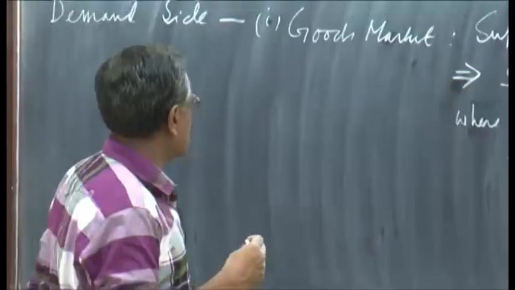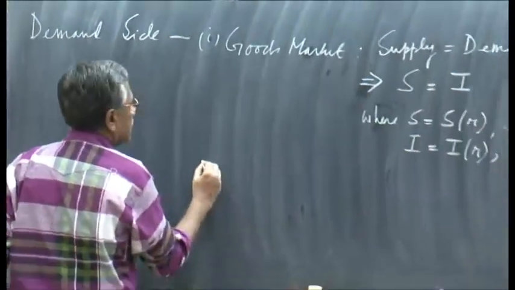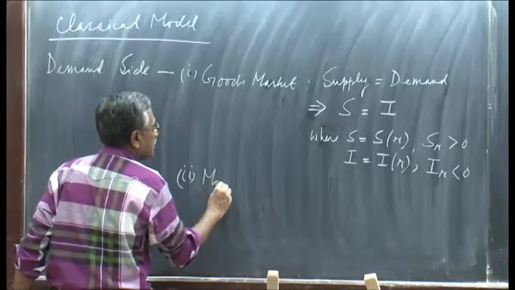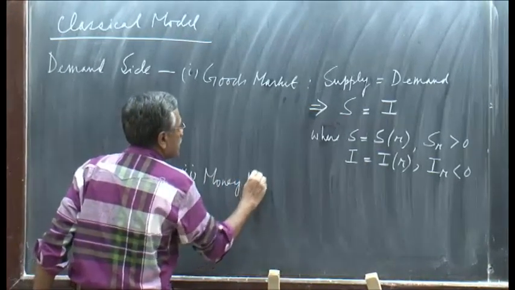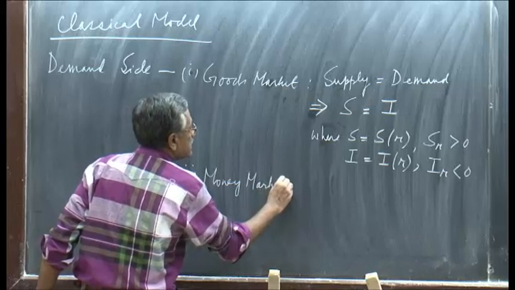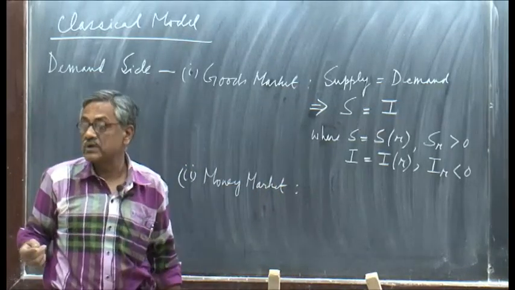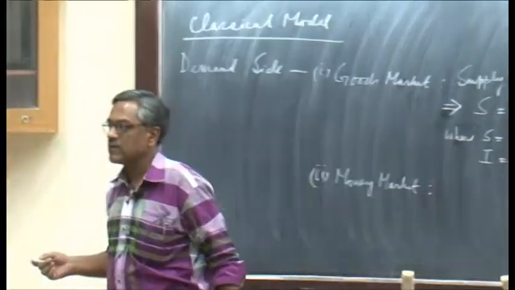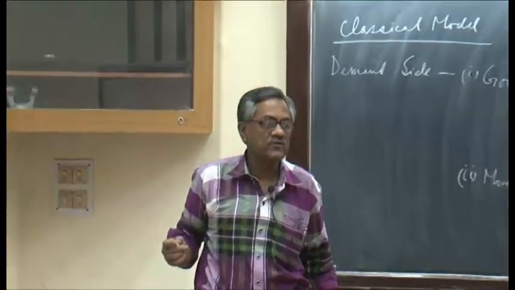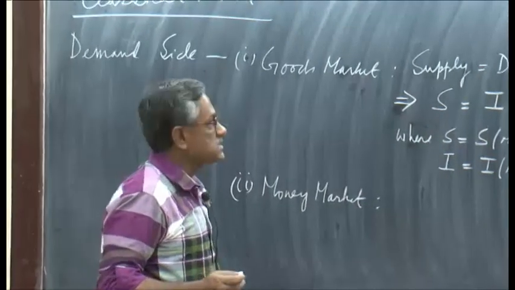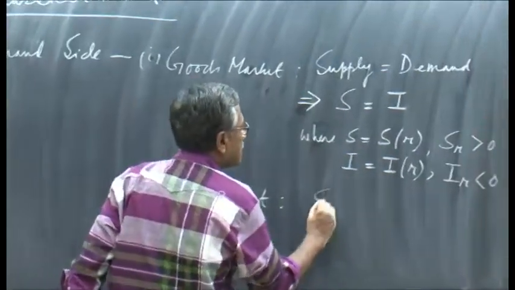So that was the goods market. The second market that we talked about is the money market. The classical model had a very simple money market. One can say it is there in the writings of the Cambridge economists. One can say it is also there in the writings of American economists like Irving Fisher. Essentially, I gave you the money market equilibrium, supply is equal to demand implied here.